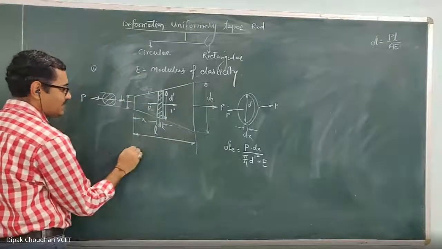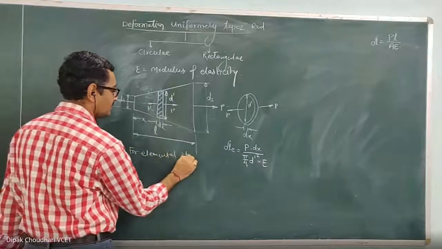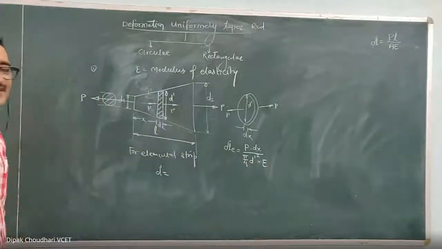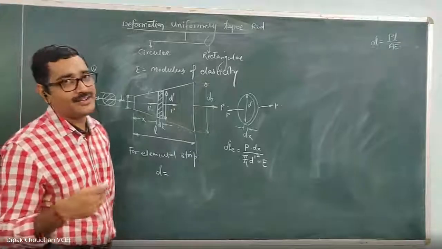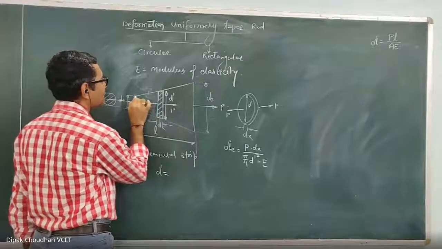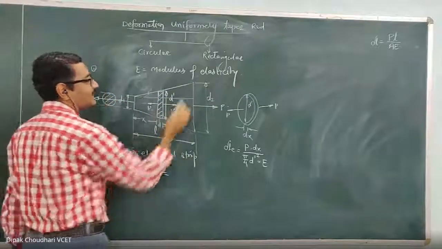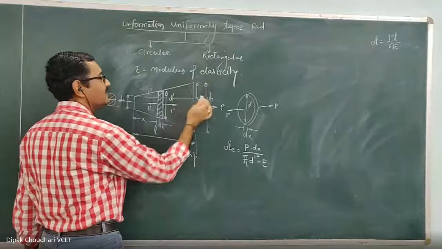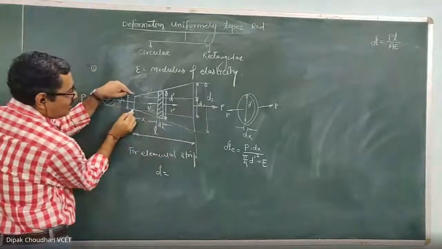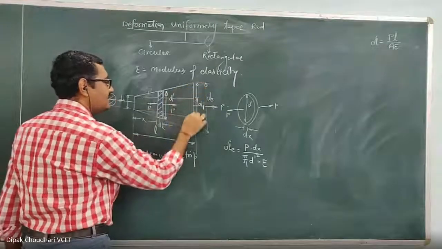So for this elemental strip, how much is this d dash? Here we can use the property of similar triangles. For your understanding, I will consider only the half part, and from this one I will draw a horizontal line. This total length is d2. This one is d1. I have drawn the horizontal line parallel to the axis, so this one is d1, and because of the symmetry, this length and this length will be the same.